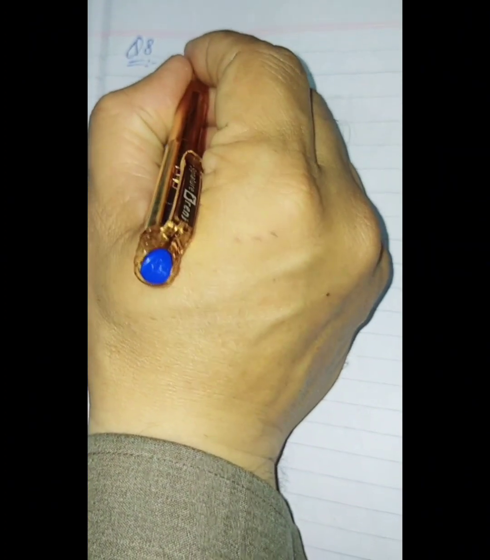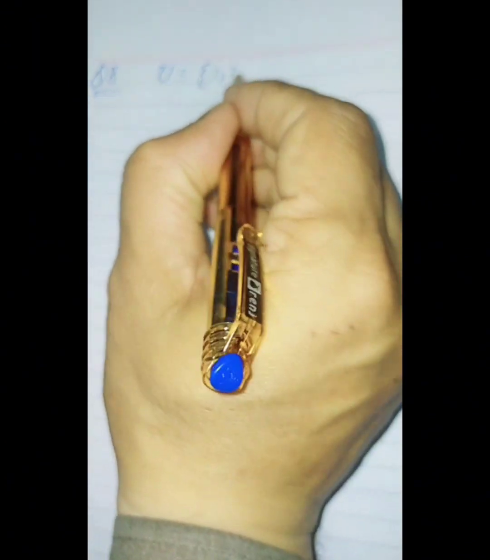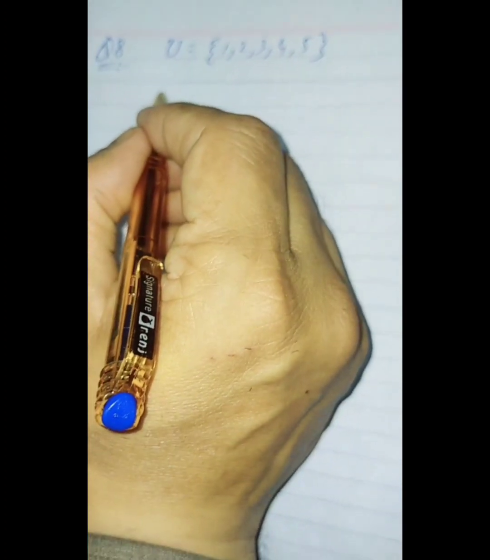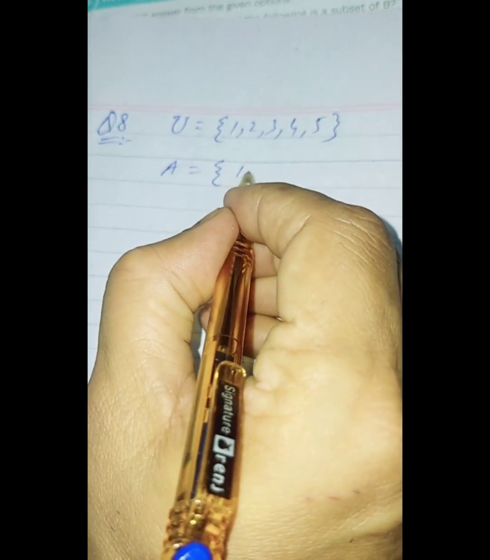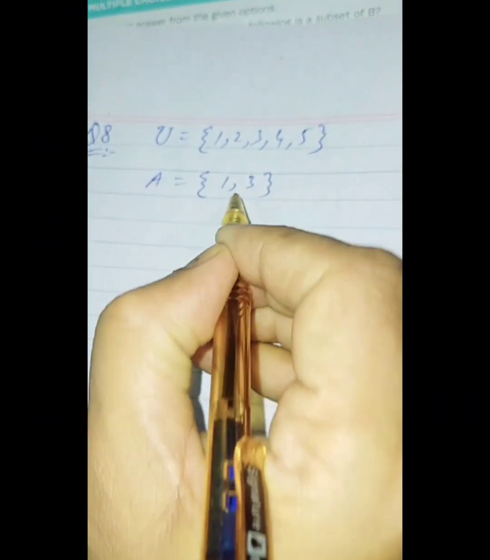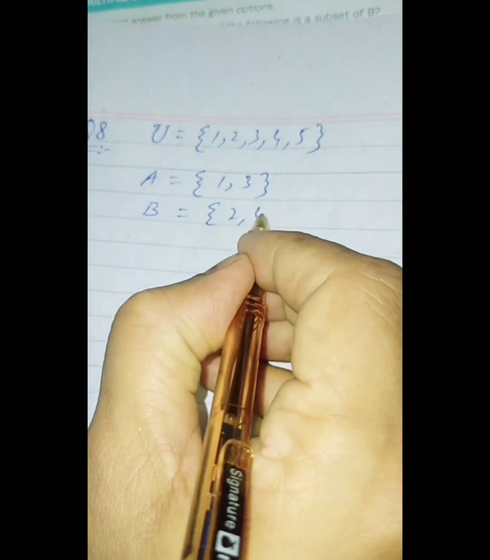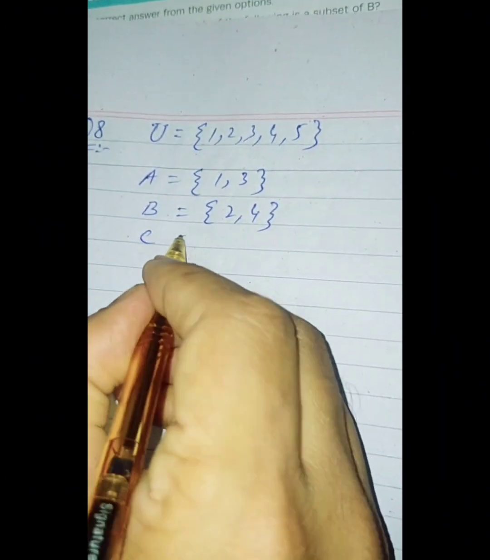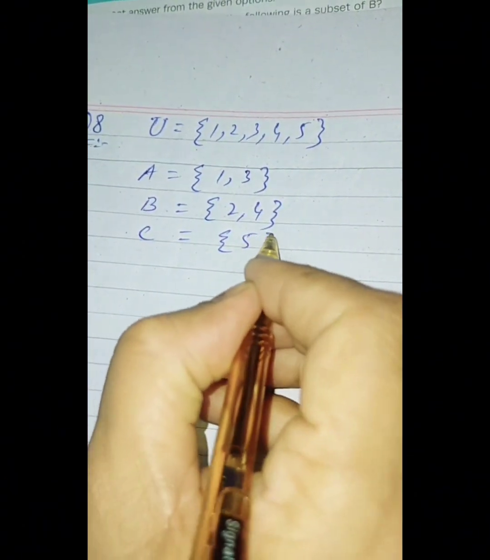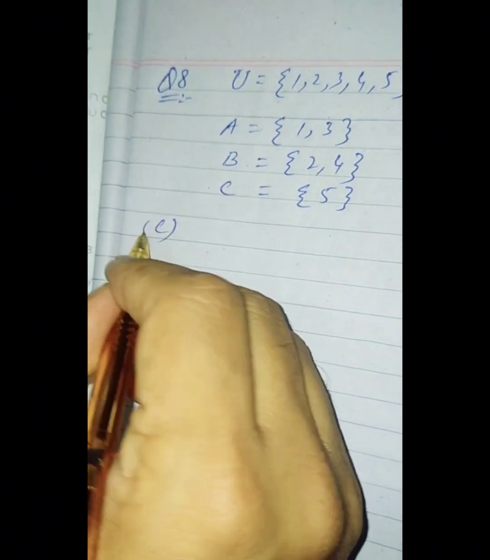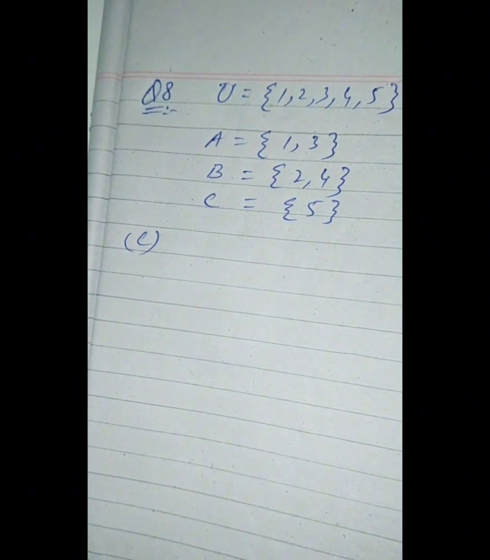In part 8, the given sets are: universal set whose members are 1, 2, 3, 4 and 5. A is a set whose members are 1, 3. B is a set whose members are 2, 4. And C is a set whose member is 5 only. Now in part C they asked to prove De Morgan's laws.